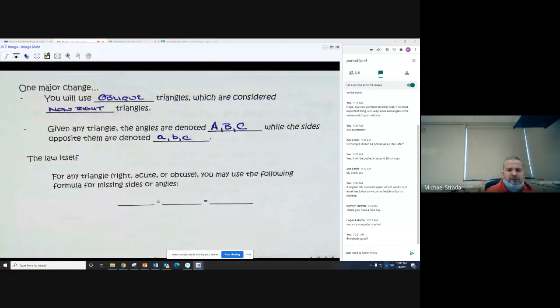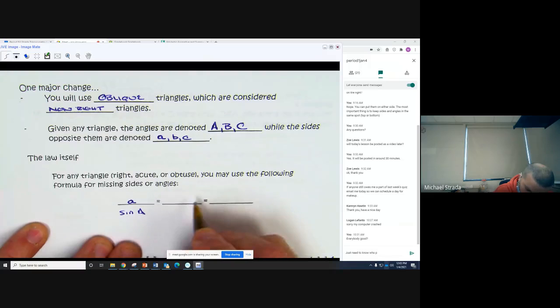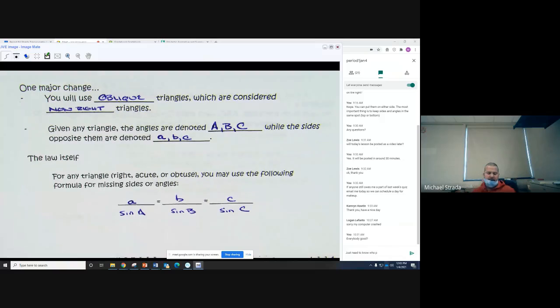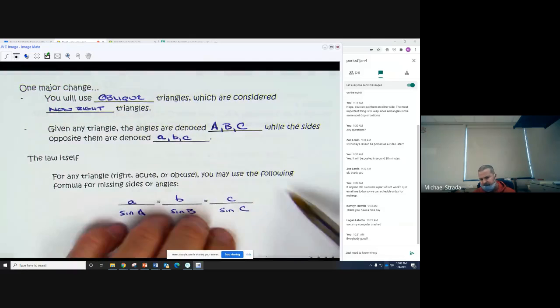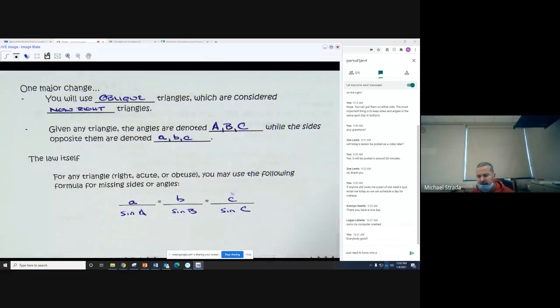And as a result of the law itself, for any triangle, right, acute, or obtuse, you may use the following formula for missing sides or angles: a over sine A equals b over sine B equals c over sine C. All right? It can be in any order you want. You can even flip them and put the sines on the top and the sides on the bottom. It's not going to matter as long as you keep everything consistent, you'll be fine.